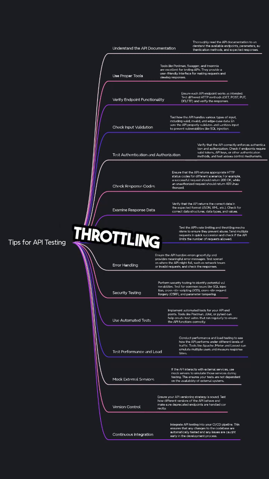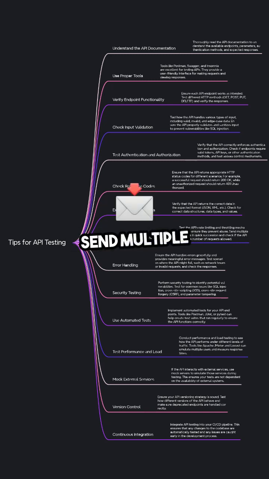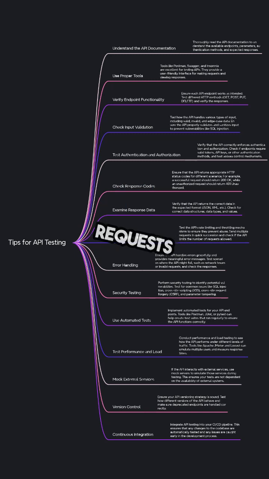Rate limiting and throttling. Test the API's rate limiting and throttling mechanisms to ensure they prevent abuse. Send multiple requests in quick succession and check if the API limits the number of requests allowed. Error handling. Ensure the API handles errors gracefully and provides meaningful error messages.